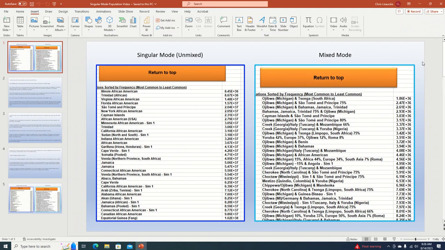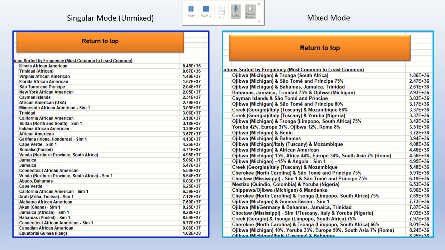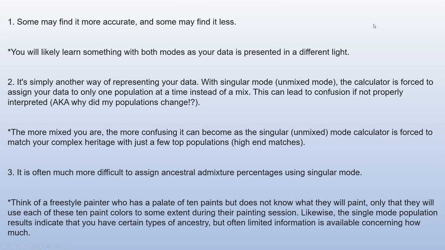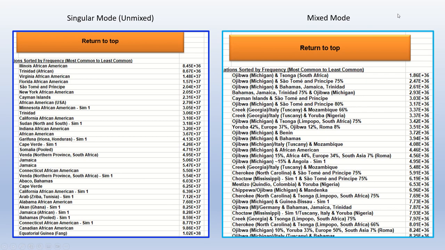I'm owner-operator Chris Lasakis for Native DNA, and today I would like to discuss with you the difference between mixed mode and unmixed mode population lists and what we have to offer here at Native DNA. So the first thing I would like to do is show you the difference in information or data readout from one of our customers. In order to protect her identity, I'm going to refer to her as Jessica.